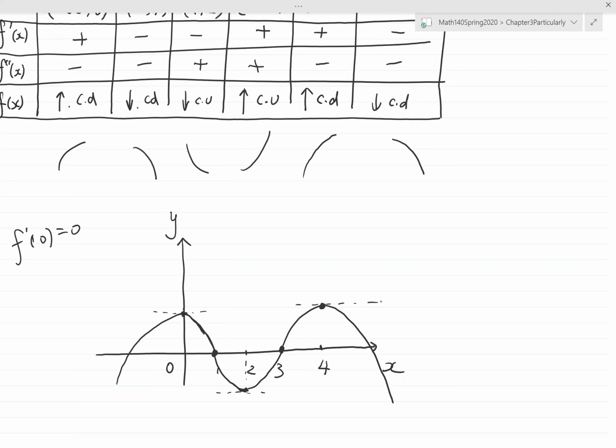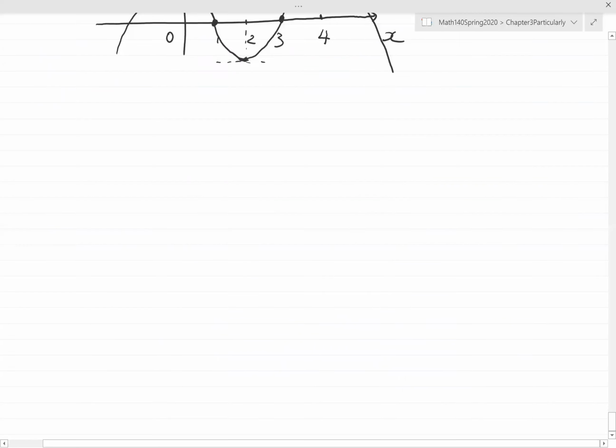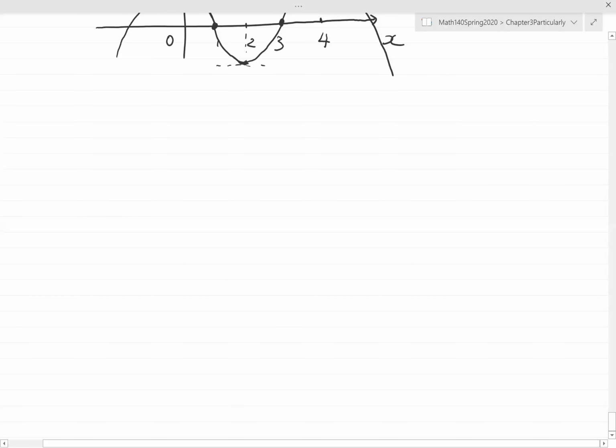Any questions? Okay, all right. Now let's do the next section: optimization problems.